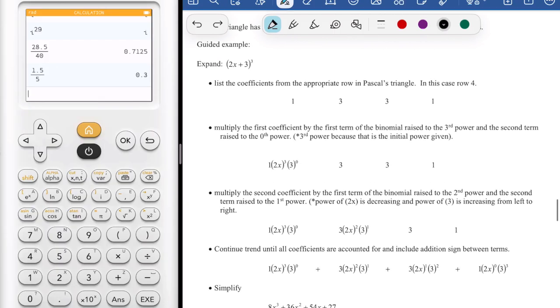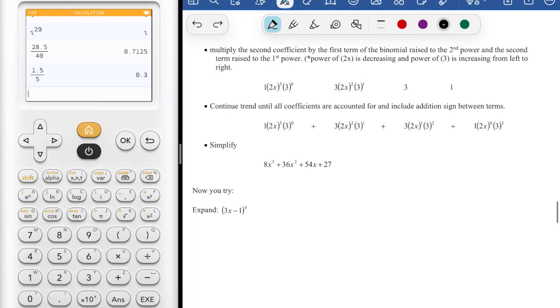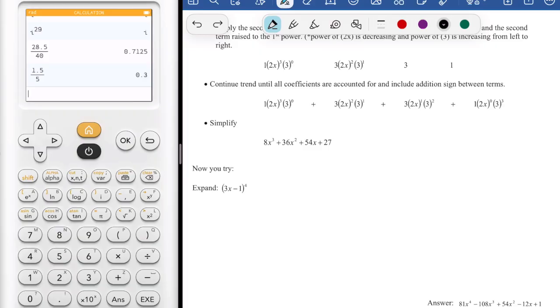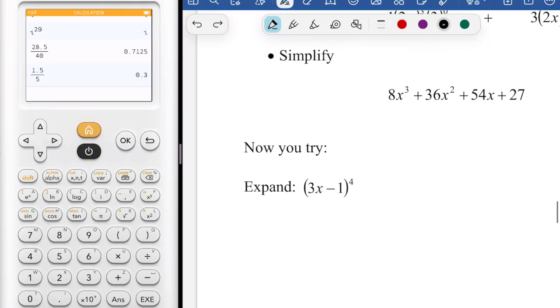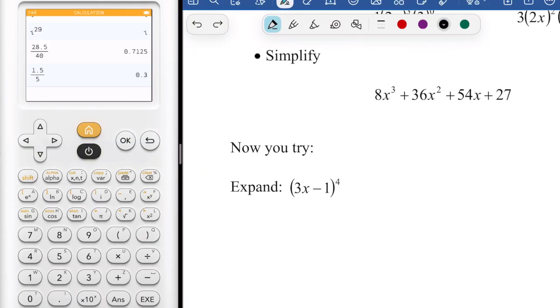I typed up a guided example. We'll do the now you try something different here. I put the answer at the bottom, but I'll carry you through it. All right. So here you'll see it's not as simple as just an x plus 1 raised to the 4th power, but we still use Pascal's triangle. All right. I need to get out to the 5th row. Whatever the second entry is in the row corresponds, as it turns out, with the power.